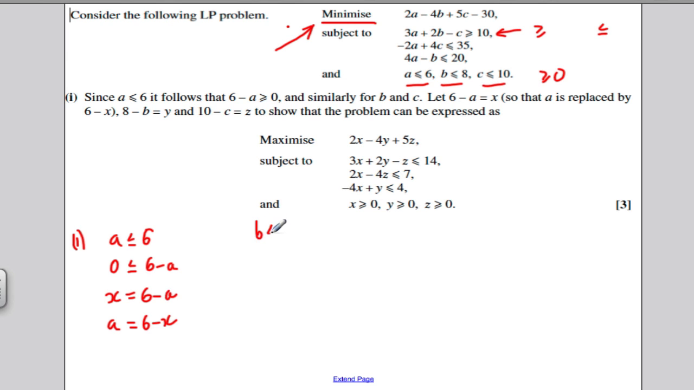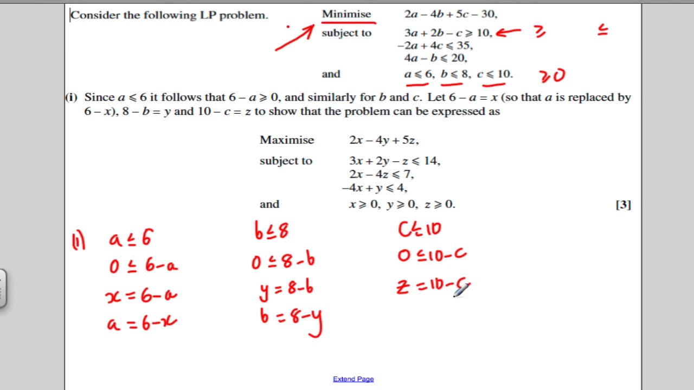Because we know b is less than or equal to 8, we can subtract b off both sides and say 0 is less than or equal to 8 minus b. Define a new variable y to be 8 minus b. And then b in terms of y would be 8 minus y. And lastly, c is less than or equal to 10, right? So subtracting c off both sides, 0 is less than or equal to 10 minus c. Let z, a new variable, be 10 minus c. And then c in terms of z would be 10 minus z.